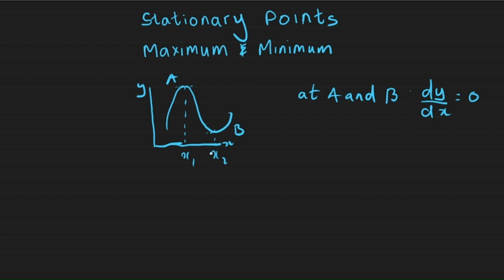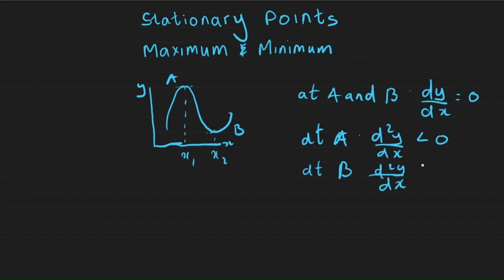So by finding the derivative and setting it equal to 0, we're able to determine that there is a turning point, a stationary point, as it's called. So how do we determine if it's a maximum or a minimum? Well, at A, we know it's a maximum because the second derivative is less than 0. And at B, we know it's a minimum because the second derivative is greater than or equal to 0. Why is this the case?